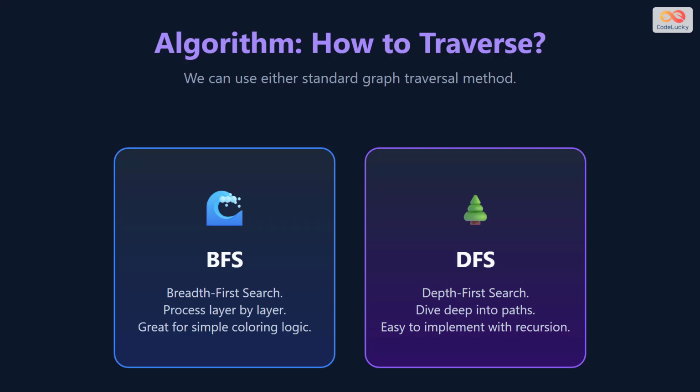To implement this, we need to visit every node and assign colors. We can use standard graph traversal algorithms. Breadth-first search, or BFS, processes nodes layer by layer, which is very intuitive for coloring. Alternatively, depth-first search, or DFS, dives deep into paths recursively. Both work perfectly fine here with the same efficiency.